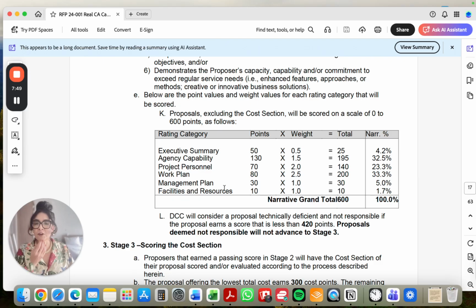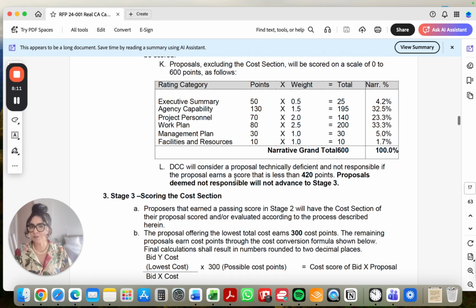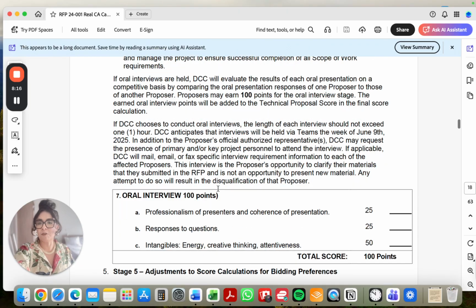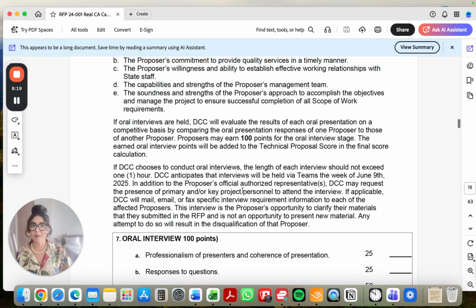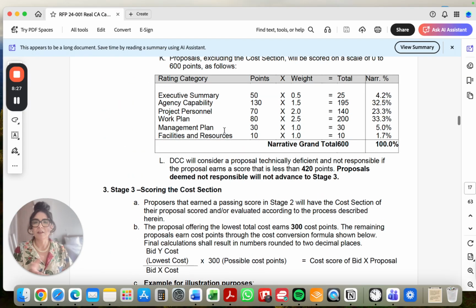So here, you're not going to spend a lot of time on facilities and resources. It's only worth 1%, but you will want to spend a lot of time on your agency capability. They are weighting it as 1.5, and it's 32 percentage points of your entire technical proposal, because there is also scoring for your cost. And in this one, for the oral interview, after you've been selected for an interview. But for your technical portion of this proposal, this is what you're interested in.